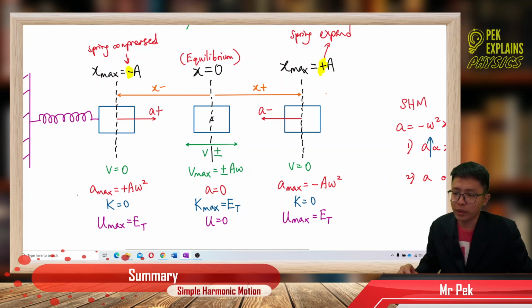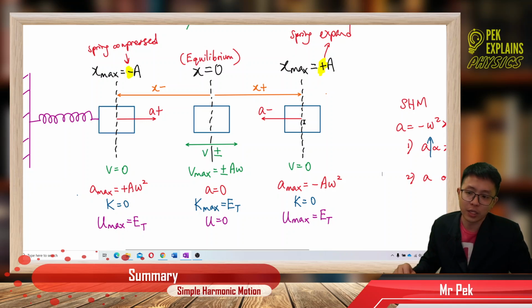It's like when the block goes to the right, you extend the spring, so the spring wants to restore back, wants to pull back. But when you compress the spring, the compression pushes back, pushes outward. You see that? So that's why this object keeps on oscillating left and right, non-stop, because the spring tries to restore this object back to the equilibrium position.